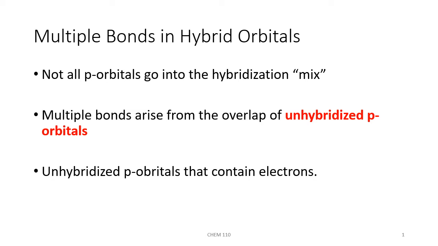The last thing we are going to look at is the formation of multiple bonds, either double bonds or triple bonds, when we have atoms that are also using hybrid orbitals. Sometimes when we are forming our hybrid orbitals, we have extra leftover p orbitals that did not get thrown into our hybridization mix. Multiple bonds are formed from the overlap of unhybridized p orbitals. Those unhybridized p orbitals must contain electrons within them if we're going to form either double bonds or triple bonds.